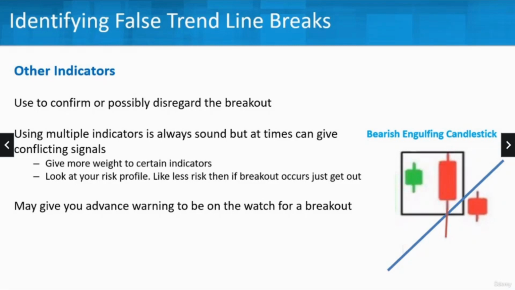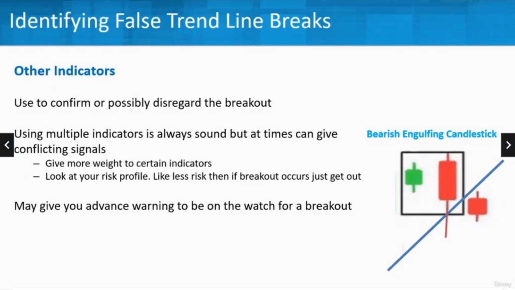So using multiple indicators is always a sound idea, and we'll learn about that later as we talk about how you can have primary and secondary indicators and how to use that type of strategy, or a third or fourth indicator. So multiple indicators can be very helpful, and sometimes they can give conflicting signals. They certainly can, and that's why sometimes you'll want to choose more weight for certain indicators than others, and you'd also want to look at your own risk profile.